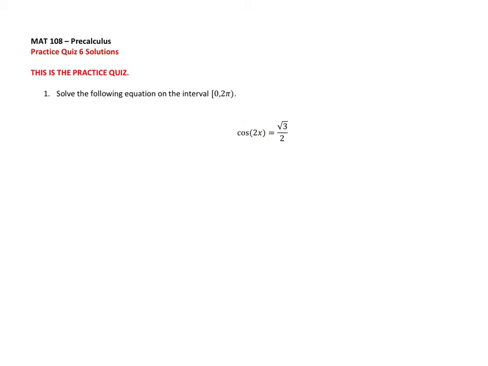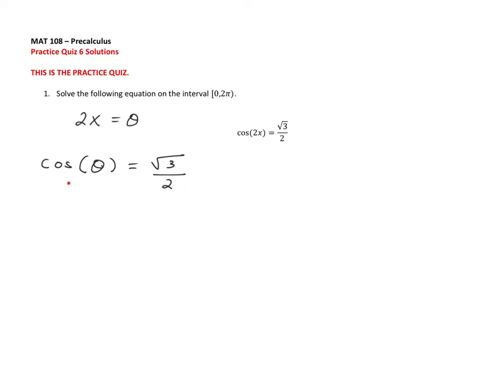To start this problem, I'm going to simplify it a little bit. I don't want to worry about the 2x to start with, so I'm going to make a substitution. I'm going to let 2x equal theta and change the equation slightly. Instead, I'm going to solve where is cosine of theta equal to root 3 over 2.